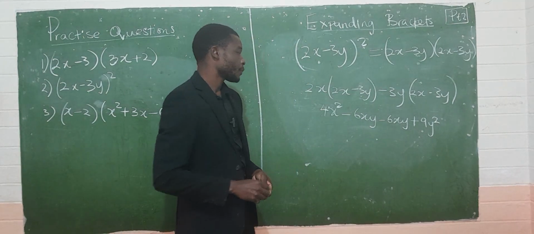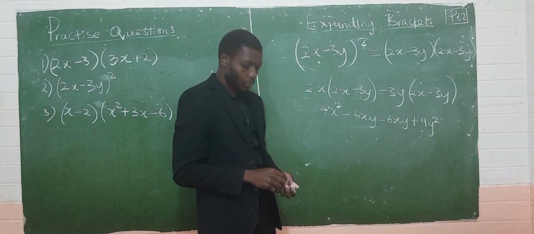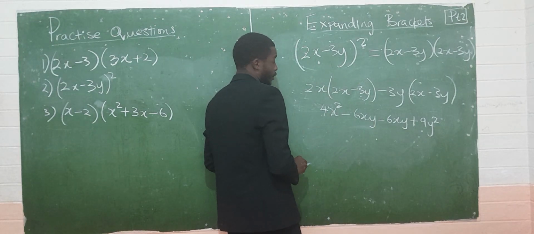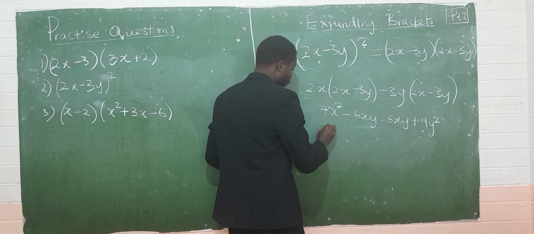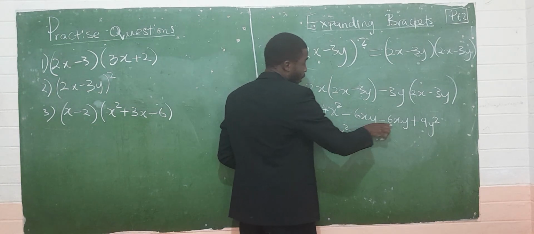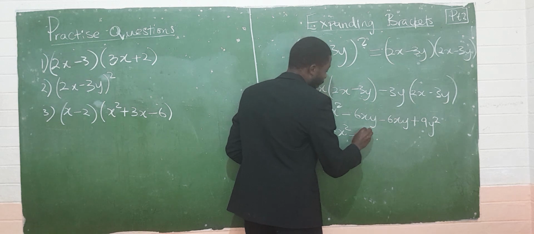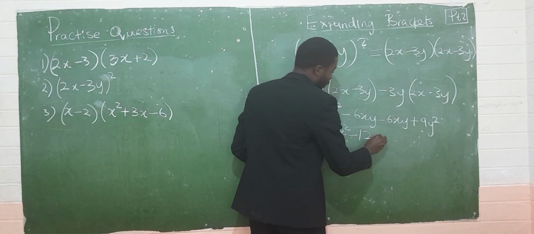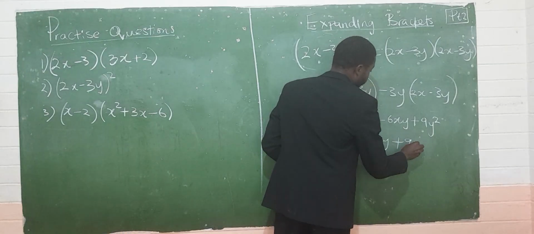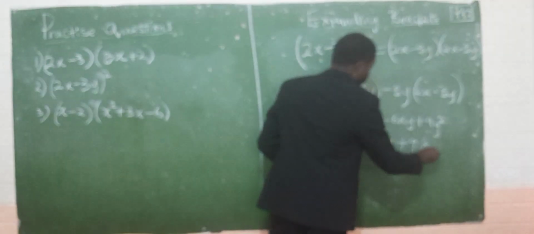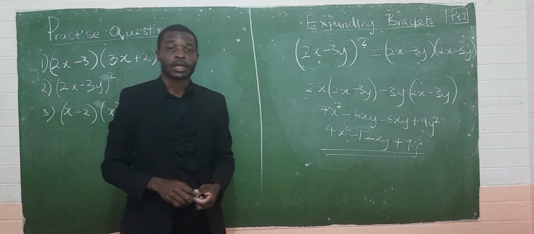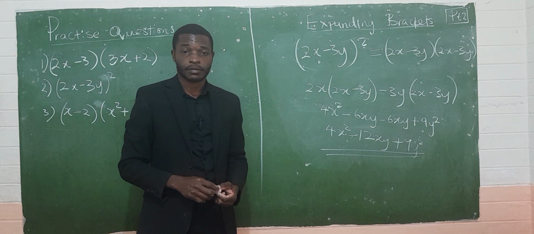Now with a little bit of cleaning up to do, we see that these terms are alike, hence they ought to be simplified. Thus 4x squared and minus 6xy minus 6xy gives us negative 12xy. And lastly, with positive 9y squared. And this, ladies and gentlemen, becomes our final solution.